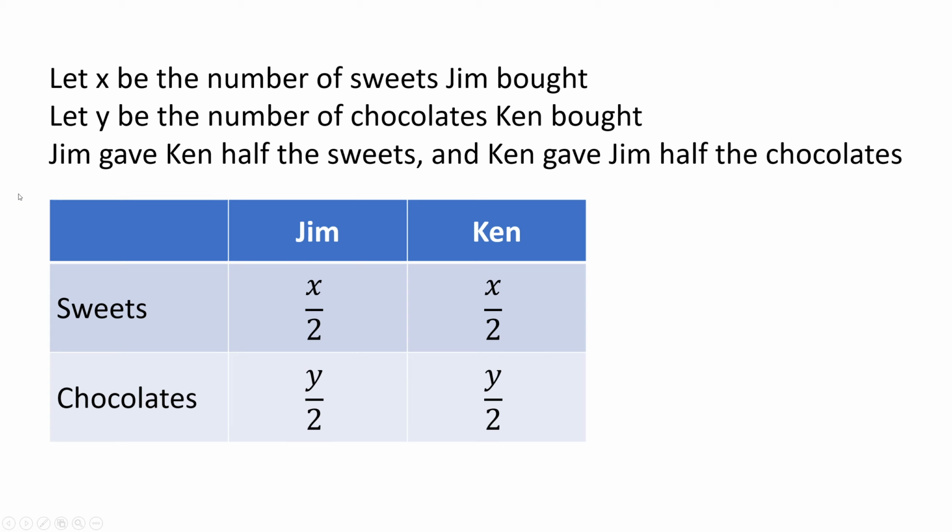From the question, we know that Jim gave Ken half the sweets and Ken gave Jim half the chocolates. So right at the beginning, these were the sweets and chocolates that each of Jim and Ken had. X is the number of sweets, so it's X over 2. Half of the sweets were with Jim, half of the sweets were with Ken. Same for chocolates. Half of the chocolates were with Jim and half of the chocolates were with Ken.